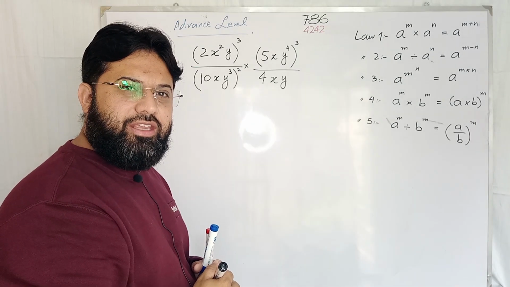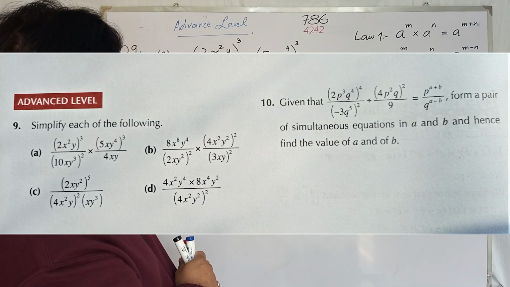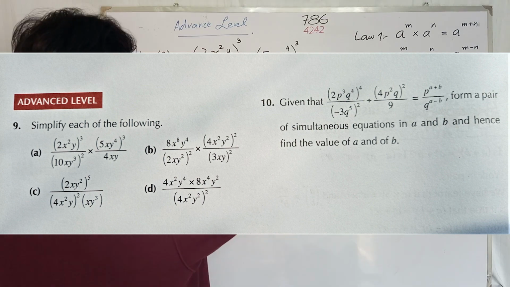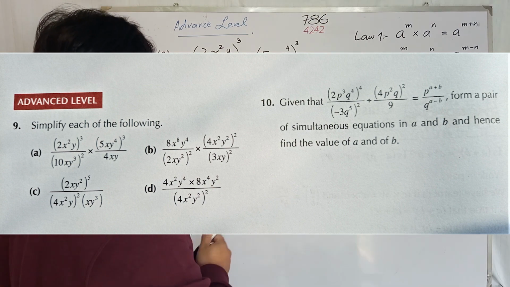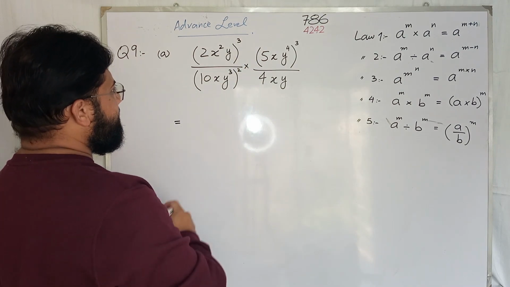Let's start question number 9 part A. It says (2x²y)³ divided by (10xy³)² multiplied by (5xy⁴)³ divided by 4xy. First of all, we will simplify the brackets.